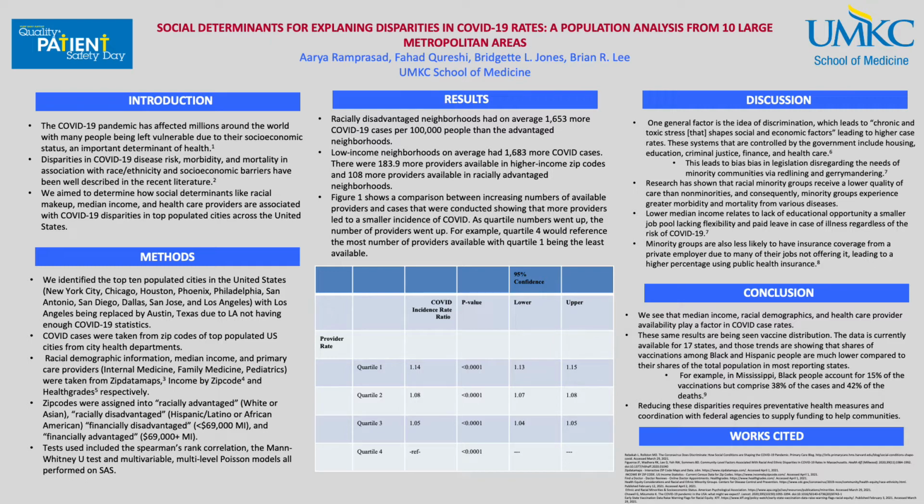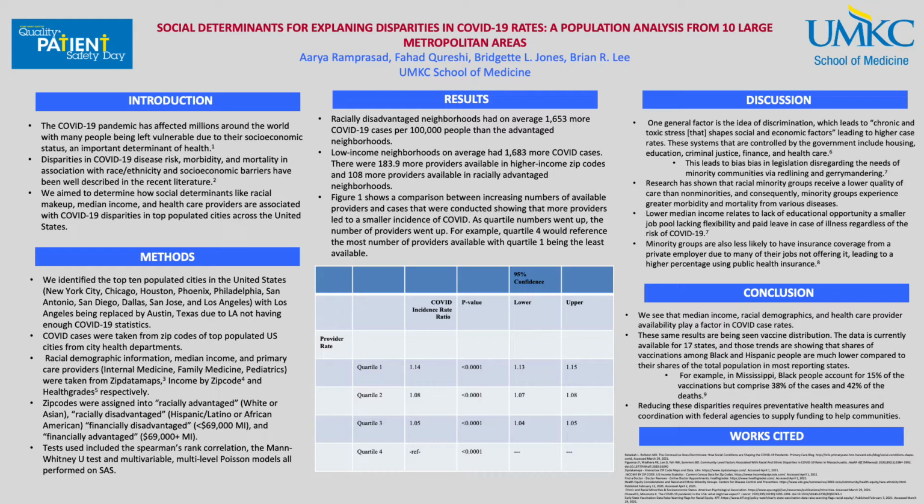In terms of our methods, we identified the top 10 populated cities in the U.S., which are stated here, and the only one that we did not include in our study was Los Angeles, which was replaced by Austin, Texas, the 11th most populated city, due to Los Angeles not having enough COVID-19 statistics. COVID cases were taken from zip codes of the top populated cities from the health departments. Racial demographic information, median income, and primary care providers, which included internal medicine, family medicine, and pediatrics, were taken from zip data maps, income by zip code, and health grades respectively.